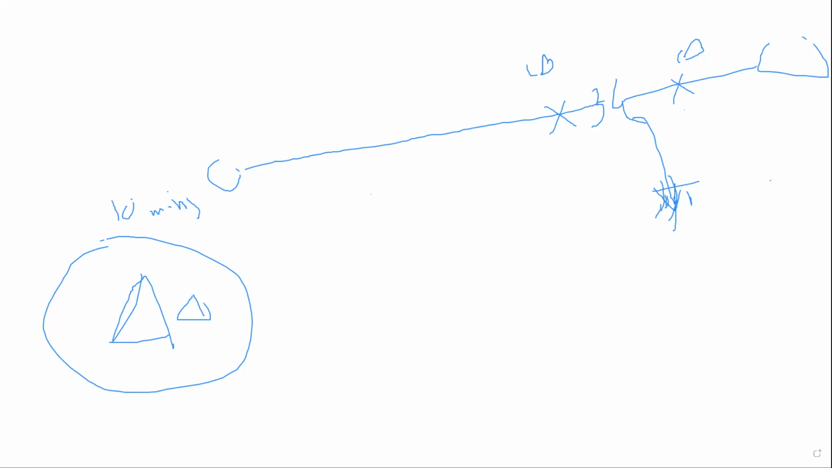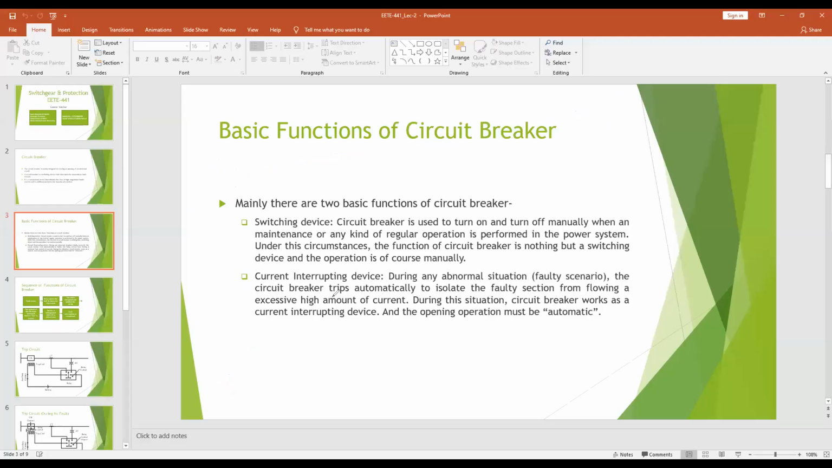So that is the thing actually said here. The circuit breaker operates as a current interrupting device. It works automatically to isolate the faulty sections. The operation must be automatic, at least the opening operation. Whatever I have said here, it has been written.